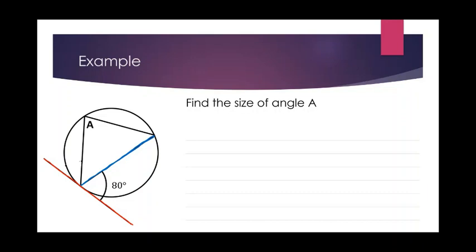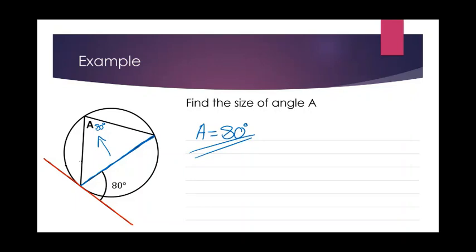So what angle is opposite to the chord? Oops, let's change to blue. Well, it looks like A is the opposite angle. So that must mean that A is going to be equal to 80 degrees. And that's it, we're done. A is 80 degrees. Simple as, okay?